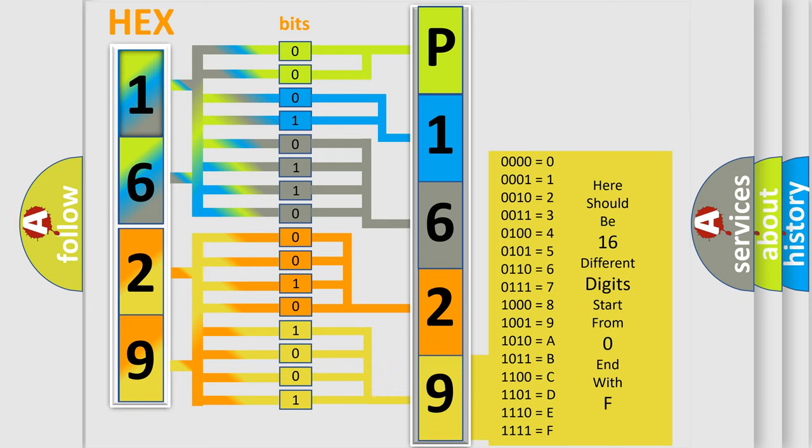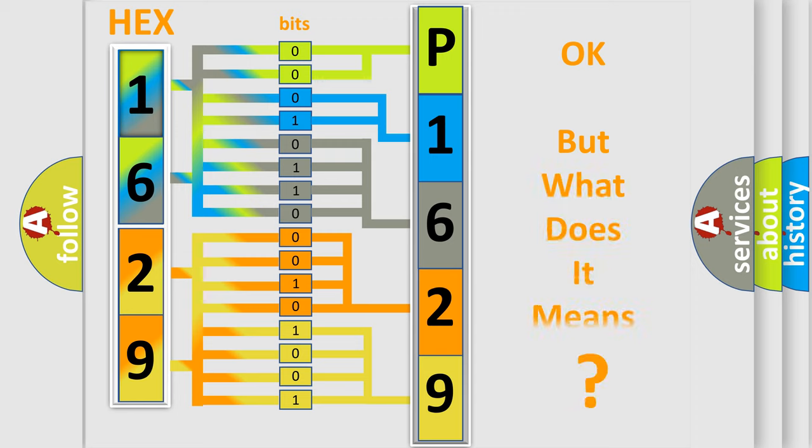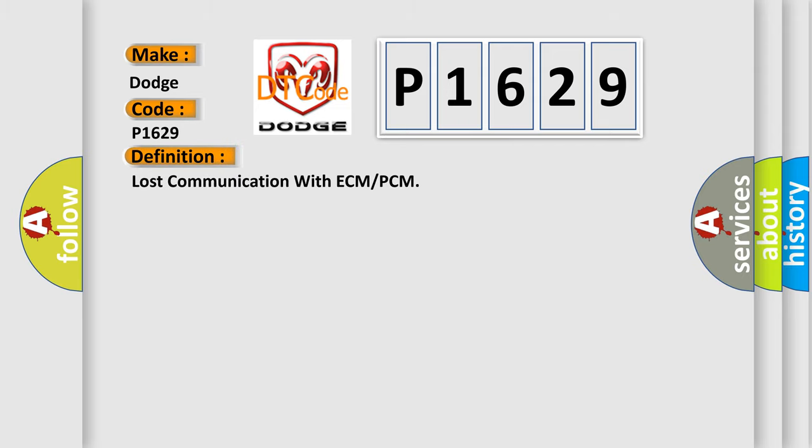We now know in what way the diagnostic tool translates the received information into a more comprehensible format. The number itself does not make sense to us if we cannot assign information to what it actually expresses. So, what does the diagnostic trouble code P1629 specifically mean for Dodge? The basic definition is lost communication with ECM or PCM.